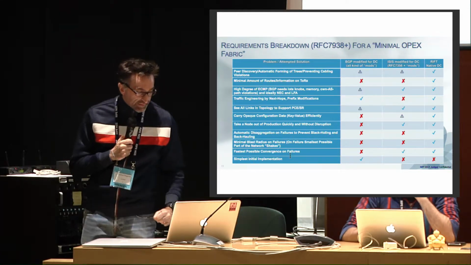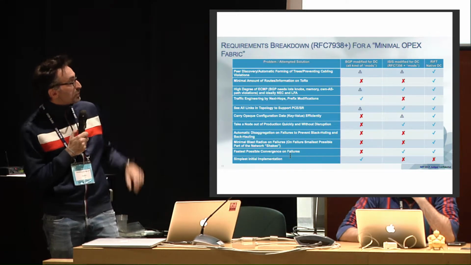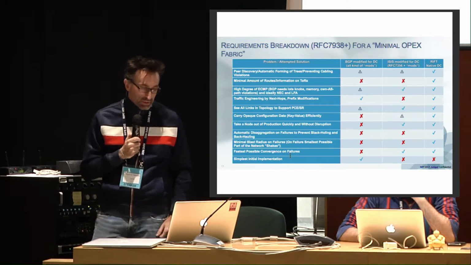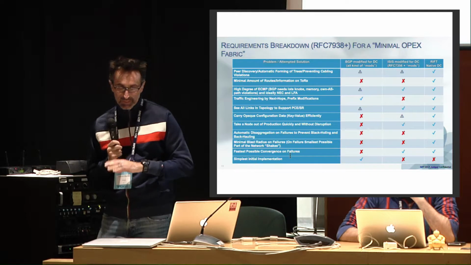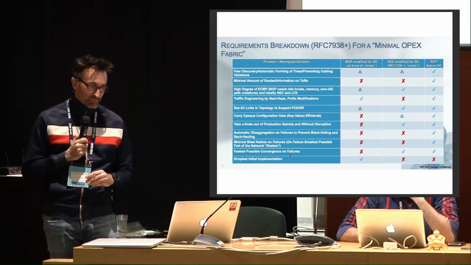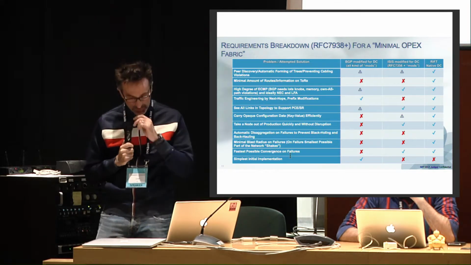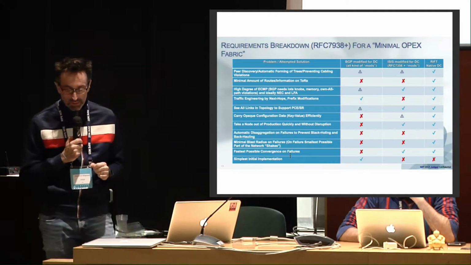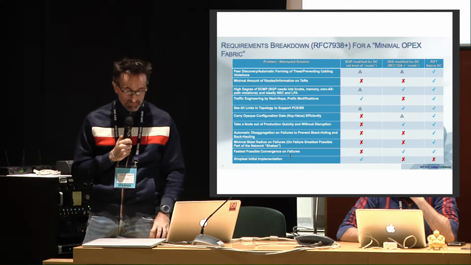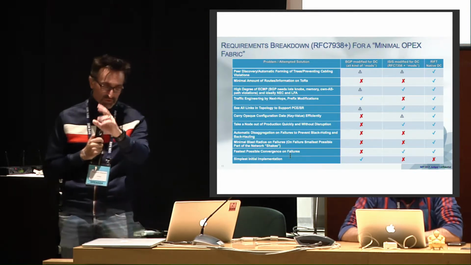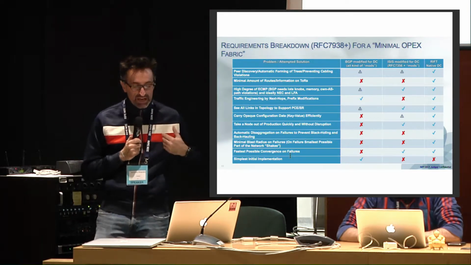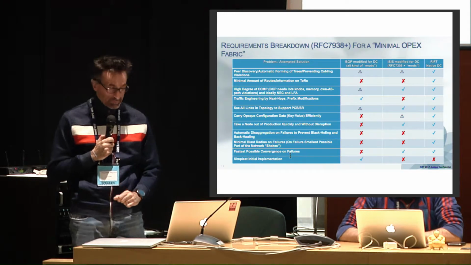And then, of course, the fastest possible convergence on failures. We will see that Rift is at the same time a distance vector and also a link-state IGP like OSPF. Okay, sorry. And so it can react very fast to failures.